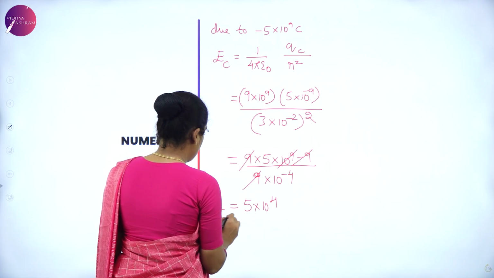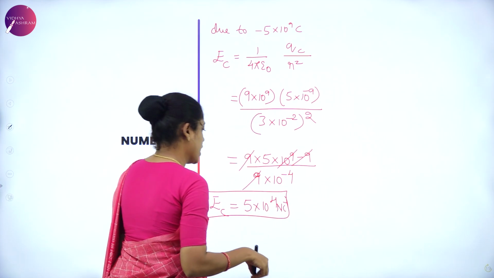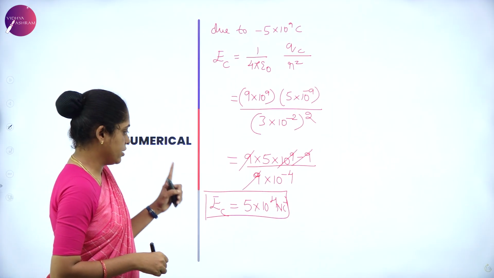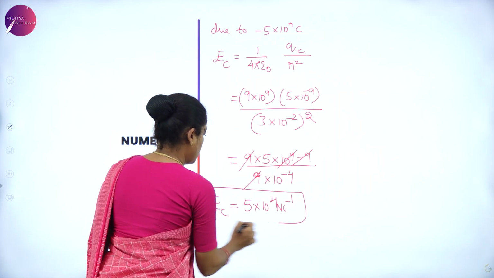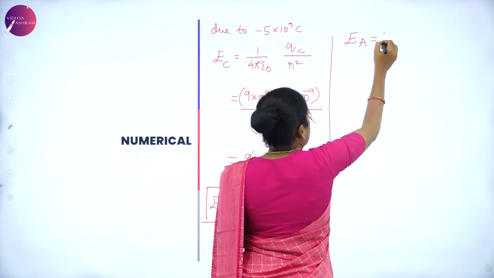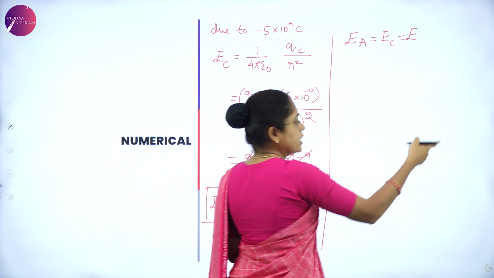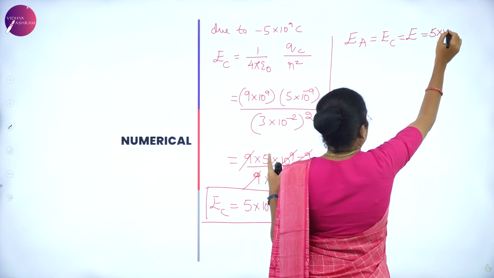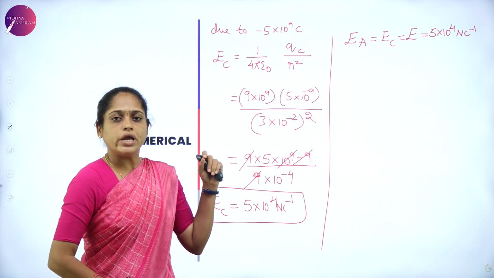The electric field due to the charge placed at C is the same as at A. And don't forget to write the unit of the electric field. The unit of electric field is Newton per coulomb. Now, you know that EA and EC are equal, so let us consider them equal to E, whose value is 5 into 10 power 4 Newton per coulomb. This is the electric field due to an individual charge.